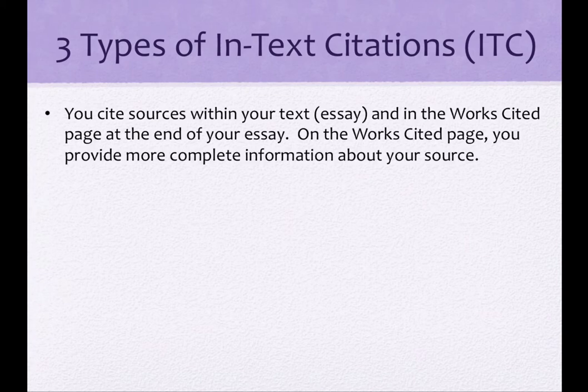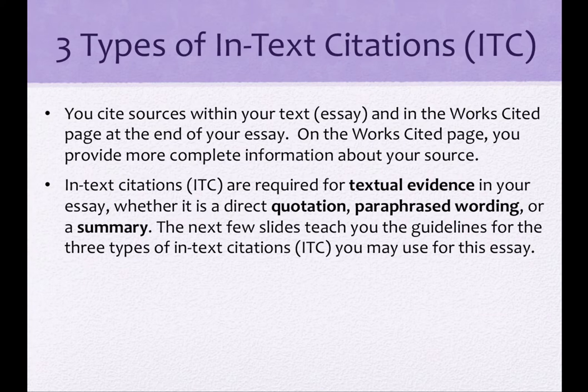There are two types of citations that you'll be using. You cite sources within your text, the in-text citation within your essay, and in the works cited page at the end of the essay. On the works cited page, you provide more complete information about your source, and you will be walked through that step within your course. In-text citations are required for textual evidence in your essay, whether it's a direct quotation, paraphrased wording, or a summary. The next few slides teach you the guidelines for the three types of in-text citations you may use for this essay.